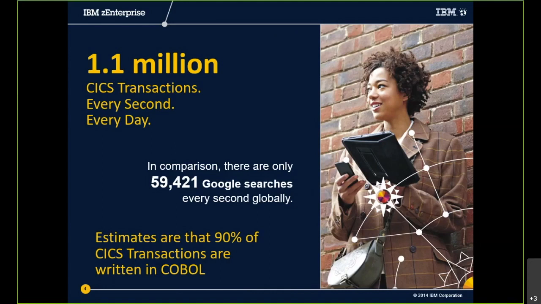So when you think of a billion people on the planet doing Google searches on their smartphones, and then compare that to the CICS transactions, it's pretty amazing. It's used so much more than any other kind of system in the world. And I've heard estimates from my friends in CICS land, we pronounce it CICS, that 90% of the CICS transactions are written in COBOL. So that means that there's way more COBOL programs running per second than Google searches. So you might not have known that.